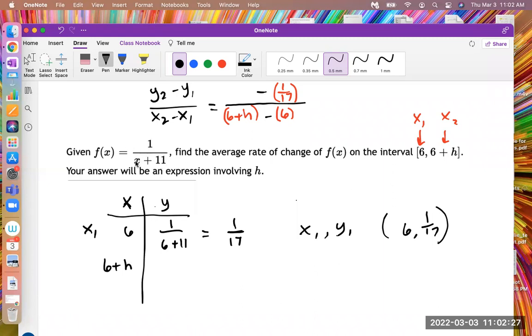So I have to be very careful. Exactly where I see the X, instead of putting a number, I put an entire expression. The 6 plus H will replace the X in every single occurrence of the X in the equation. So that's what I'm going to basically get: 1 over 6 plus H plus 11. And then this is going to simplify. Now I just combine like terms in this denominator, 6 plus H plus 11, which gives me 1 over H plus 17.